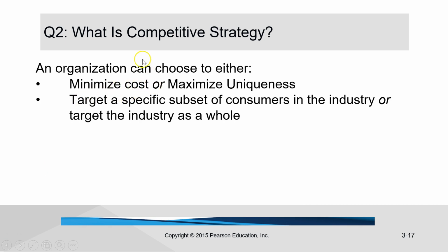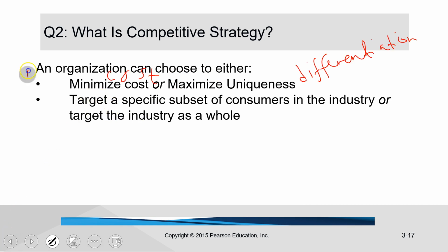Minimizing cost just means being the low-cost provider for a particular good or service. Maximizing uniqueness means providing a better product or service. This leads to the first of the two decisions in an organization's competitive strategy, whether to minimize cost or maximize uniqueness. In other words, differentiate their product. So cost versus differentiation is one of the dimensions of a competitive strategy.